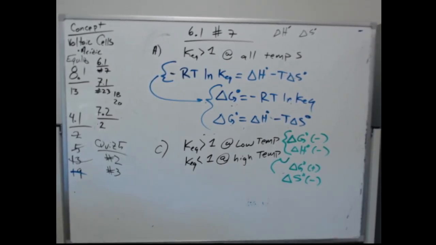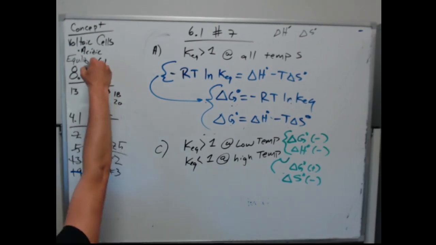So delta G is switching from positive to negative depending on the temperature. That's why KEQ is flipping. And that allows me to figure out delta H and delta S. They both must be negative. So it's just kind of like useful extremes. Extreme high temp, extreme low temp. That was 6.1, number 7.